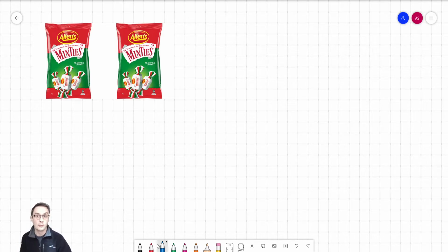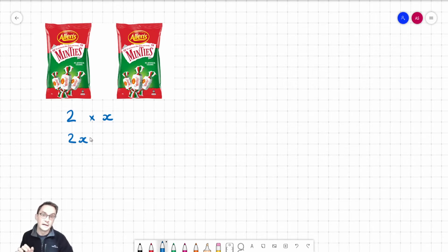But because I don't know whether it's a 10 or a 20 or another number, I'm going to represent this as 2 times X, X being the number of minties in those packets. Now, one key thing when we use algebra is that often we don't include the times sign. So we've got 2 times X. Another way I could write this is to get rid of that times sign, and this says the same thing, but I've got 2X. 2X represents 2 times X, but it's just a shorter way of doing it.